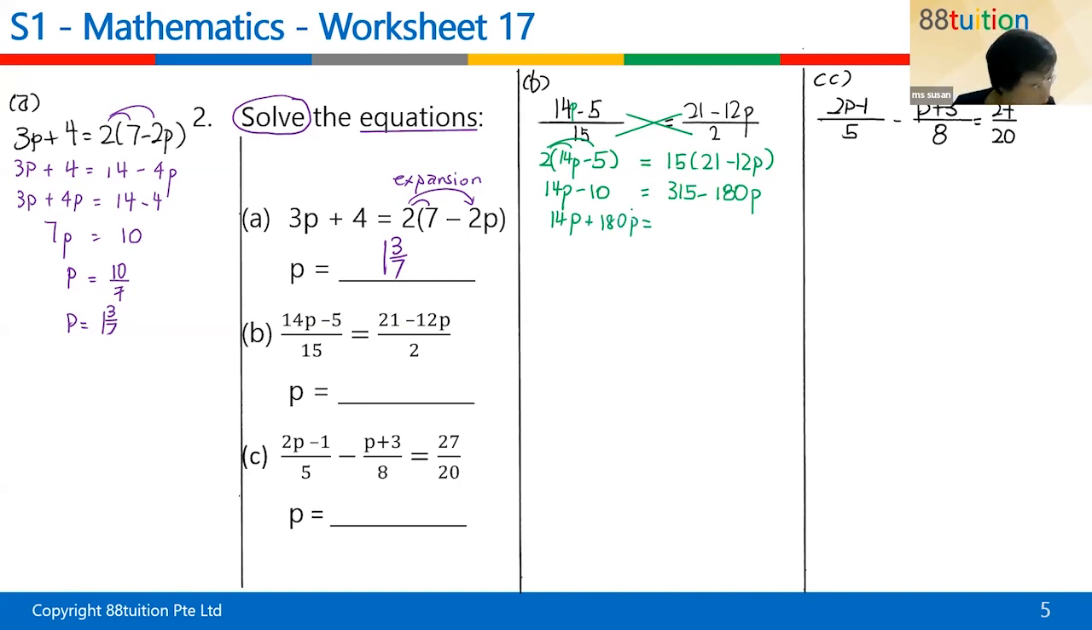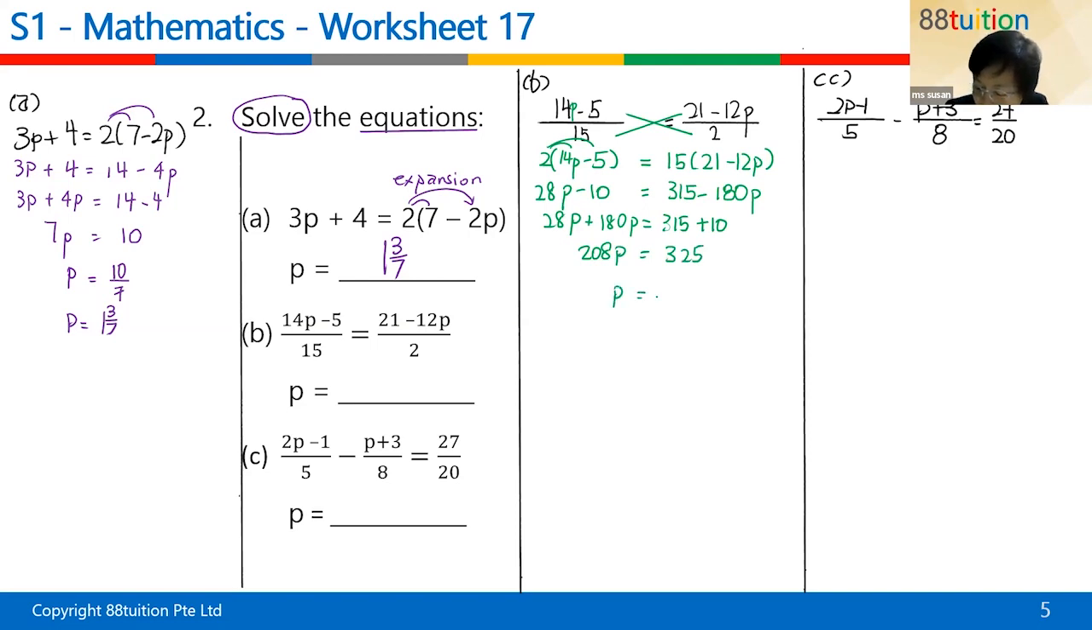Okay, the reason is because you can have, wait, let me check this one. 2 times 14 is 28. No wonder I keep looking at it. Okay, I have 28 instead. So I move my p, I move my 10 here. So I have 28 plus 180. That gives me 208p.